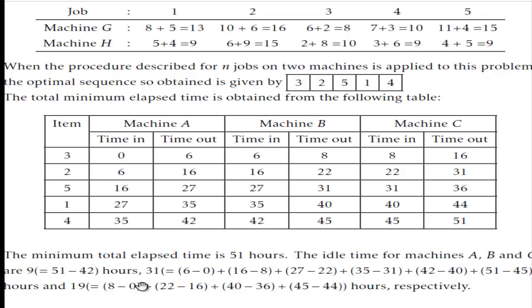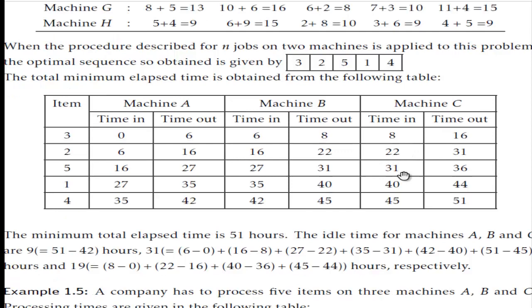Okay, then for that it is 31 hours. Then for this machine I have to wait firstly 8 hours upfront. Then you have to wait 22 minus 16, 31 minus 31 is 0, 40 minus 36, 45 minus 44. So whatever that time is, that is to be added, and it's equal to 19 hours. So machine C waits for 19 hours. Okay, hopefully I think you are getting it properly.